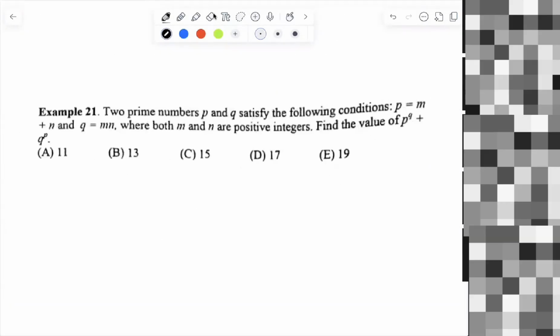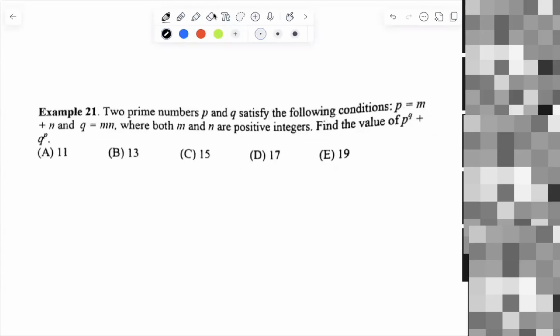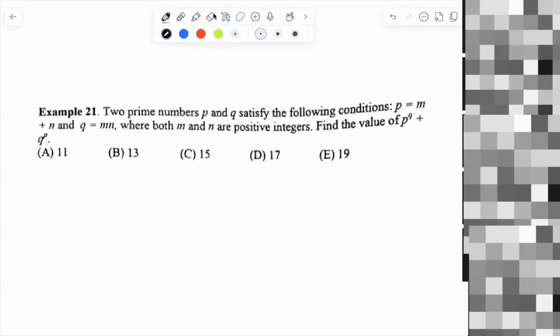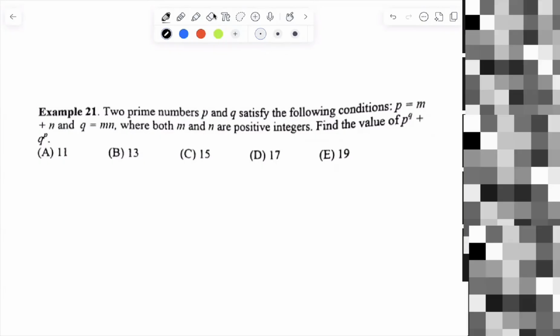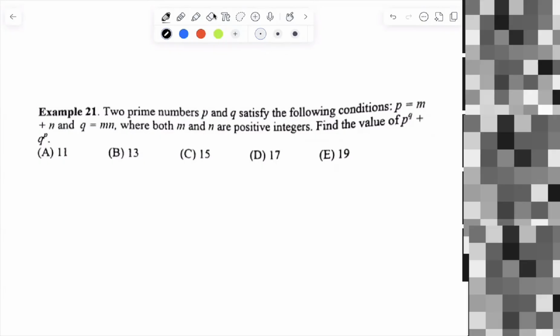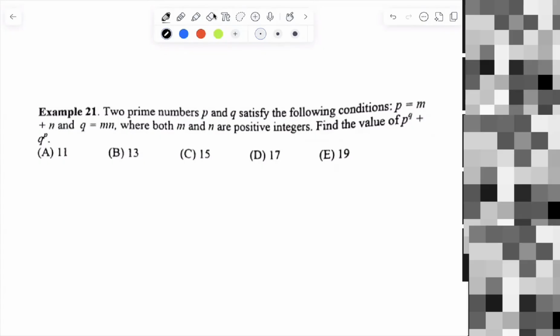Now let's move on to example 21. Two prime numbers P and Q satisfy the following condition. P equals m plus n and Q is equal to mn, where both m and n are positive integers. Find the value of P to the Q plus Q to the P. Tell me your answers in the chat.